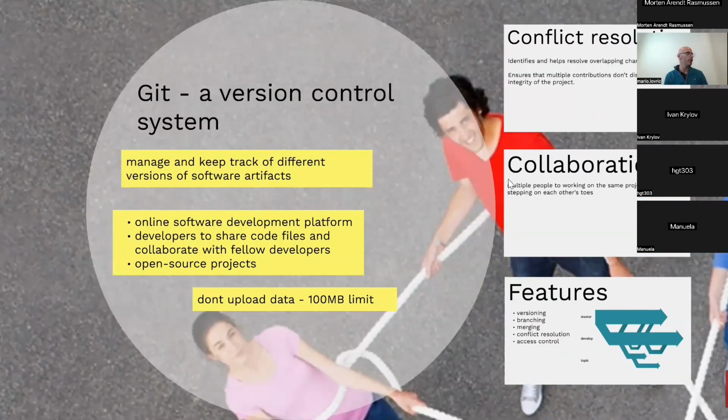Git is a version control system, and there will be other terms as well. So it's important that we understand what Git, the three letters, is, and we use it to manage and keep track of different versions of software artifacts. You can have all sorts of data up there, but we use it mainly for software.